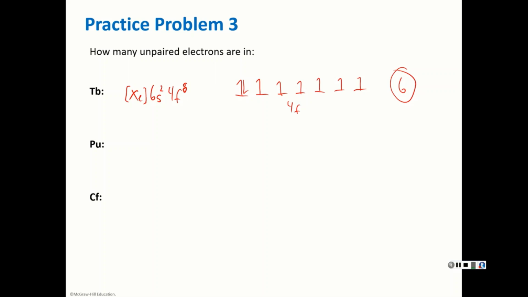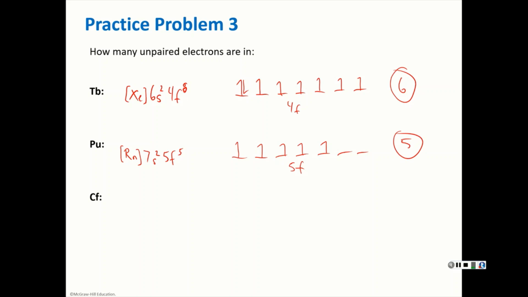Pu is an actinide. We have a preceding noble gas of radon, 7s2, 5f5. Again we make our 7 orbitals. It's now the 5f orbital. We place 5 electrons in it, and they are all unpaired, so that's 5.